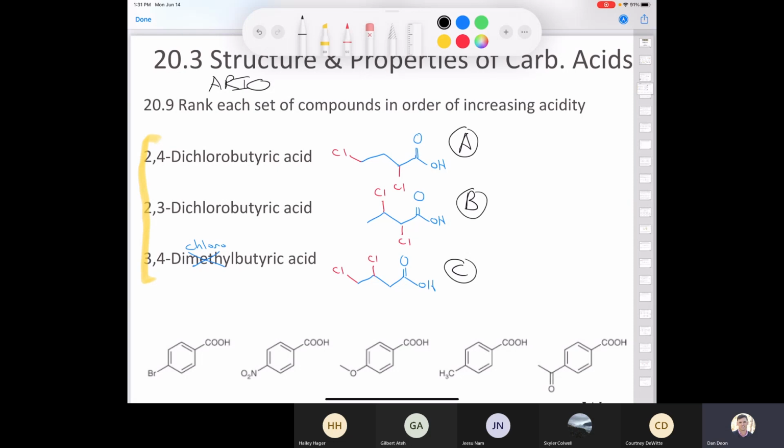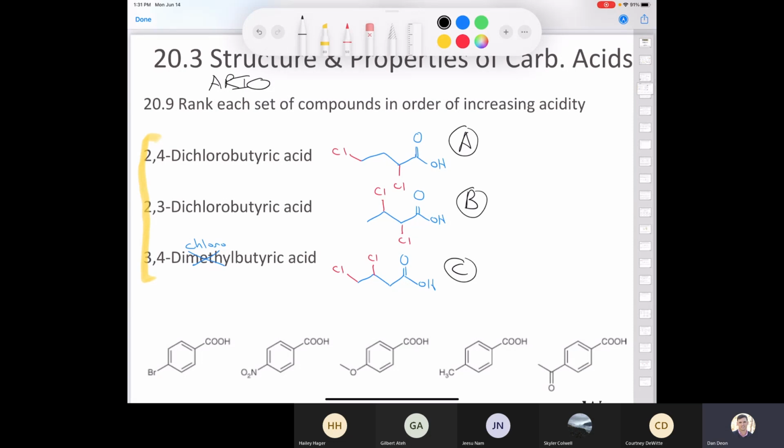Could anybody tell me which one would it be? A, B, or C, do you think would be the most acidic? So in essence, what I'm asking is which one of these would, yes. Sorry, I didn't see what you had written. Skylar and Courtney are both 100% correct. So this would be most acidic, right? And again, we didn't use atom to solve it.